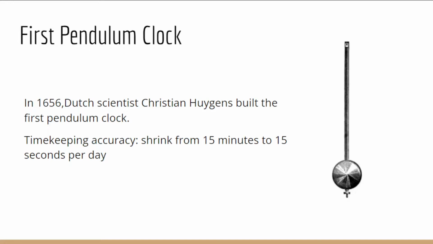The first pendulum clock that humans invented was built in 1656 by the Dutch scientist Christian Huygens. What's special about this pendulum clock is that its timekeeping error shrank from 15 minutes to 15 seconds per day.